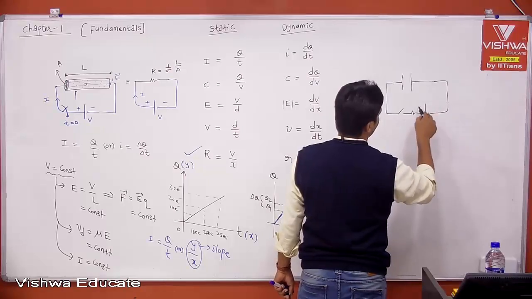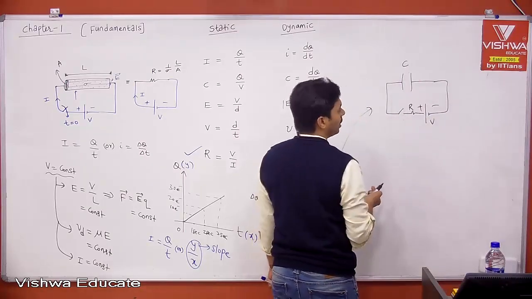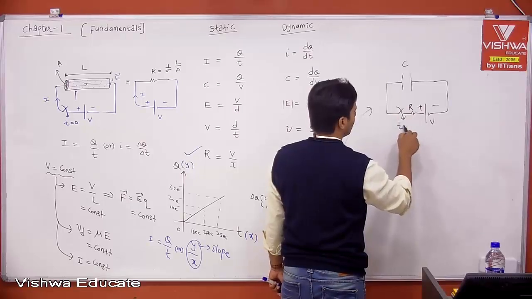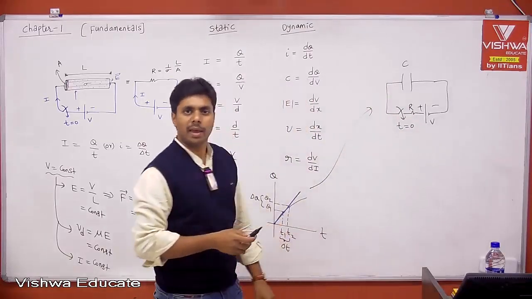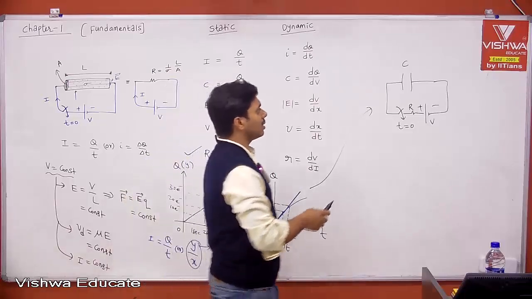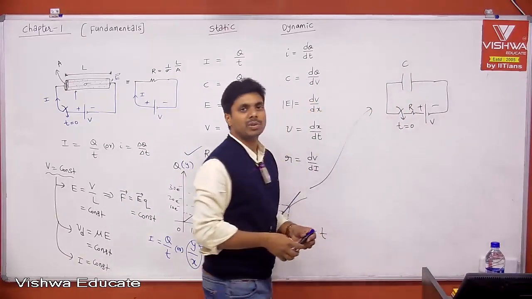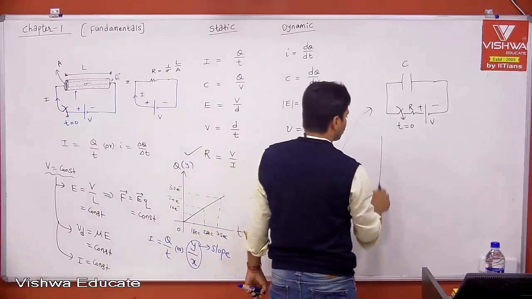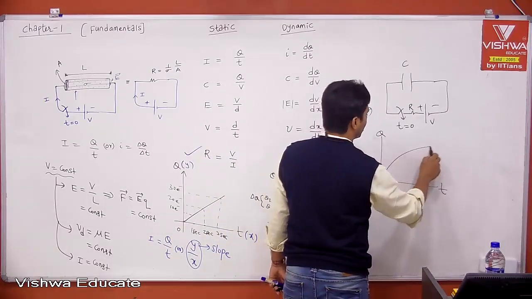Then if this is the scenario, we have a battery, and then R, and it has some capacitance. Then tell me, if you close the switch at time t equal to 0, then definitely your capacitor charges exponentially. The charge stored by your capacitor also builds up in an exponential way. If you plot charge versus time, it charges exponentially.